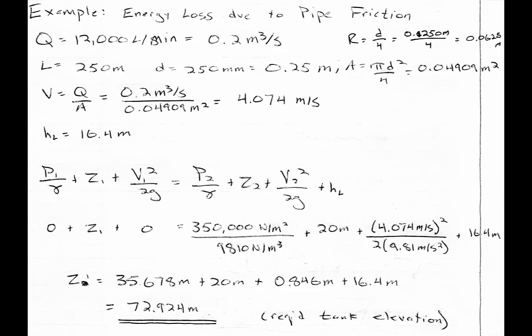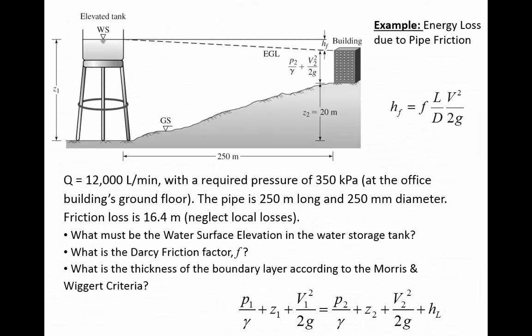So just substituting into the energy equation, we end up finding that the elevation of water in the tank above the datum should be 72.9 meters. And if it's higher than that, the pressure at the ground floor will be bigger. If it's lower than that, then the pressure at the ground floor would be less.